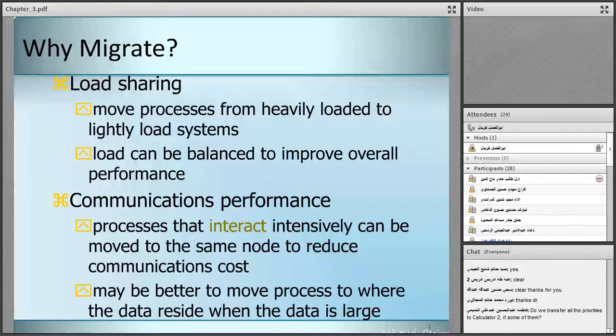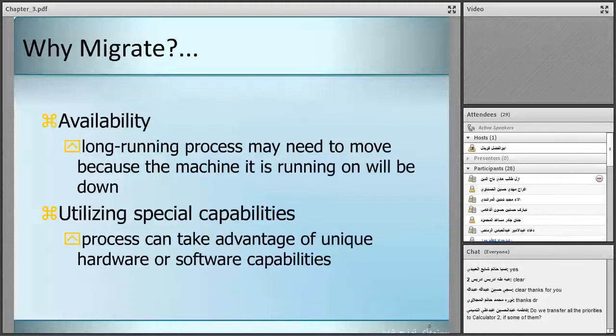We talked about two main reasons: load sharing and communications performance. But there is another reason too. Availability is another reason for migration. Assume that we have a server. This server provides services for users. And what is important for us is availability of these services. On the other hand, we may need to overhaul the server, overhaul this machine.